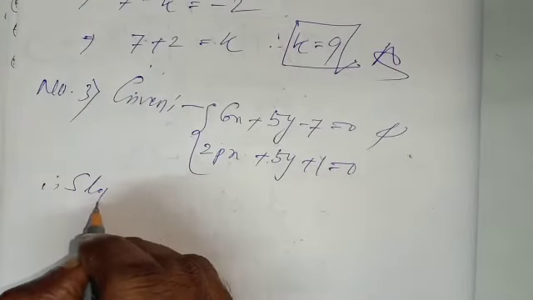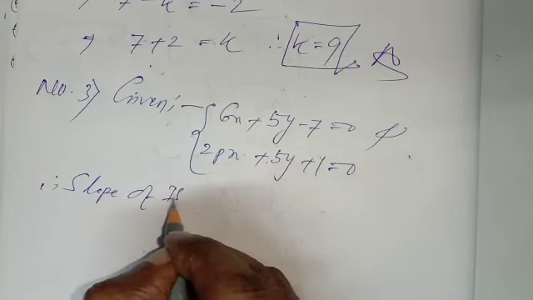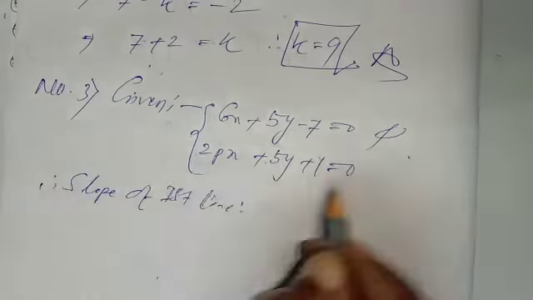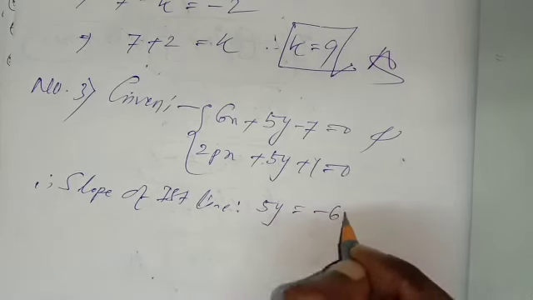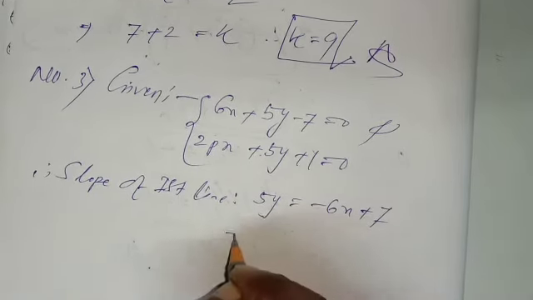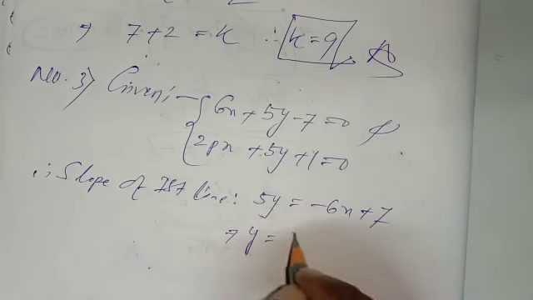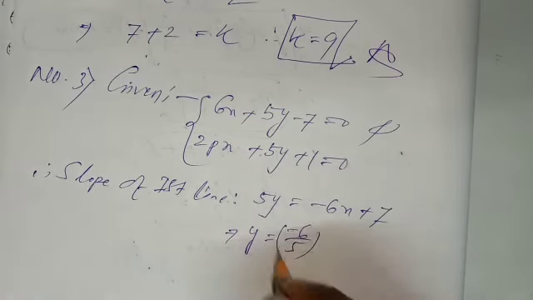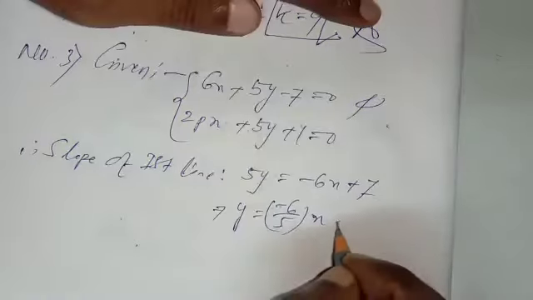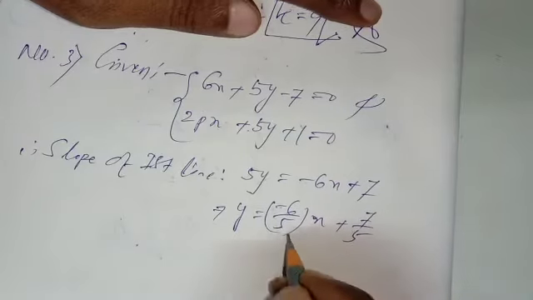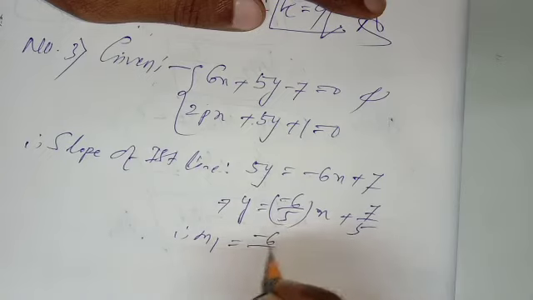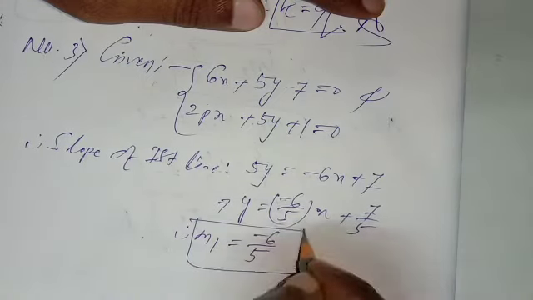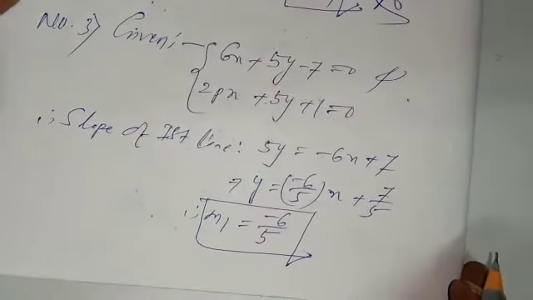Therefore, slope of the first line, how will you find it? Take that side, that means 5y is equal to minus 6x plus 7, dividing, y is equal to minus 6 by 5 into x plus 7 by 5. And this one is the slope. Therefore slope of the first line m1 is minus 6 by 5. Next, same process, slope of the second line you have to find out.